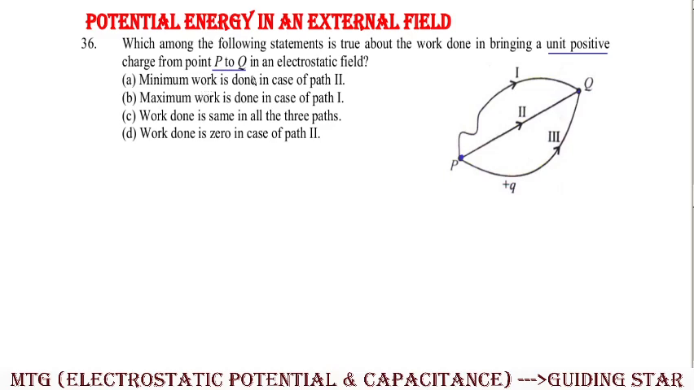Minimum work is done in case of path 2. So in case of path 2, that means as it is the shortest path. Clear? So let the distance covered be x1 here, x2 here, and x3 here. That means we can say x2 is less than the rest. x2 is less than x1 and x2 is also less than x3. So the path is shortest. That means here it is saying that work done will be minimum in path 2.